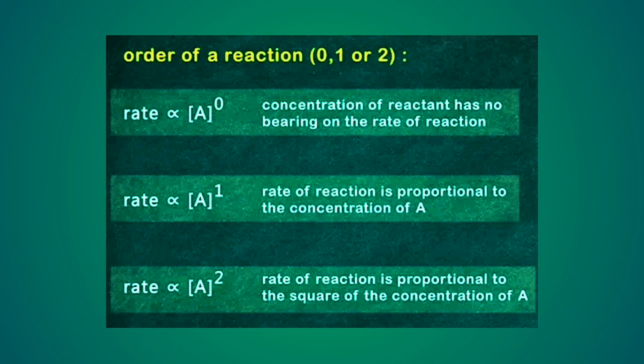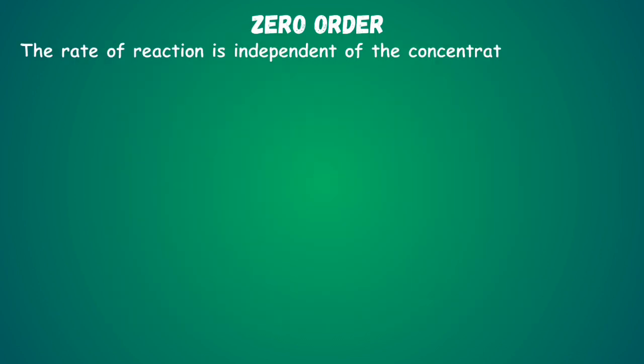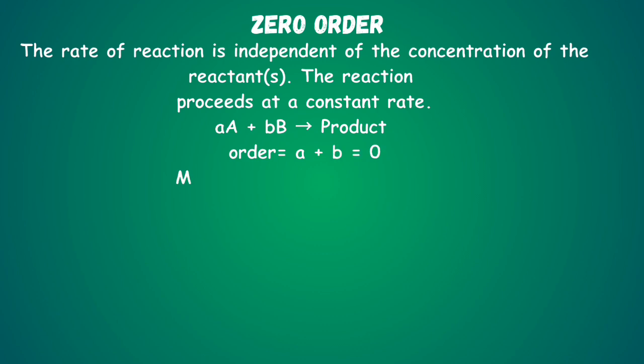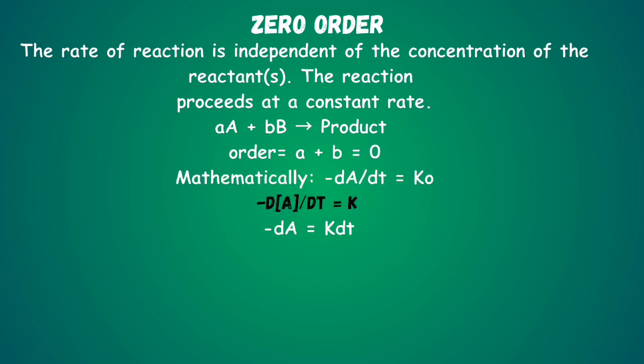Let's look at each and every one of them individually. Zero order for a start. For the zero order reaction, the rate of reaction is independent of the concentration of the reactant. That means the rate of reaction is constant. It proceeds at a constant rate. Now, when we say the reaction proceeds at a constant rate, we can see that the sum of the exponents is equal to 0.